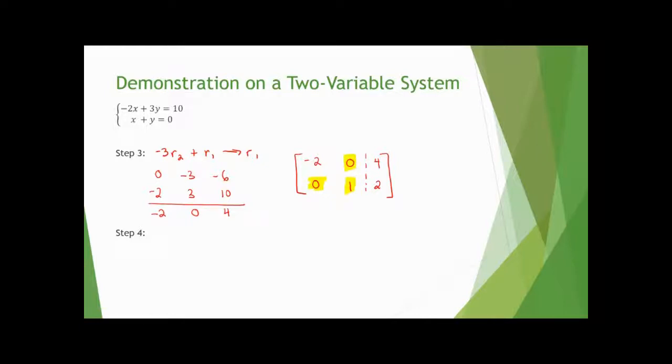And to get this to be reduced row echelon form, now I need to make that -2 be a 1. So in order to do that, I need to divide everything by -2, which is the same thing as multiplying by -1/2. So I'm going to take -1/2, multiply it by row 1, and then put that as my result in row 1. So if I multiply everything in the first row by -1/2, I get 1, 0, -2, and then I have 0, 1, 2.